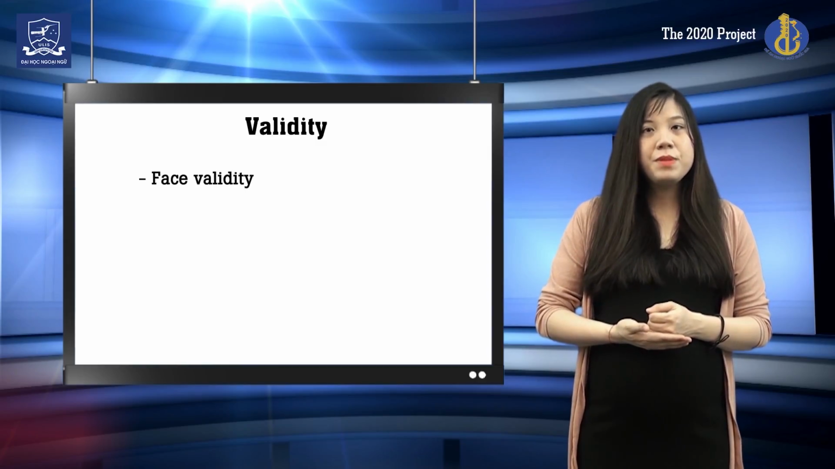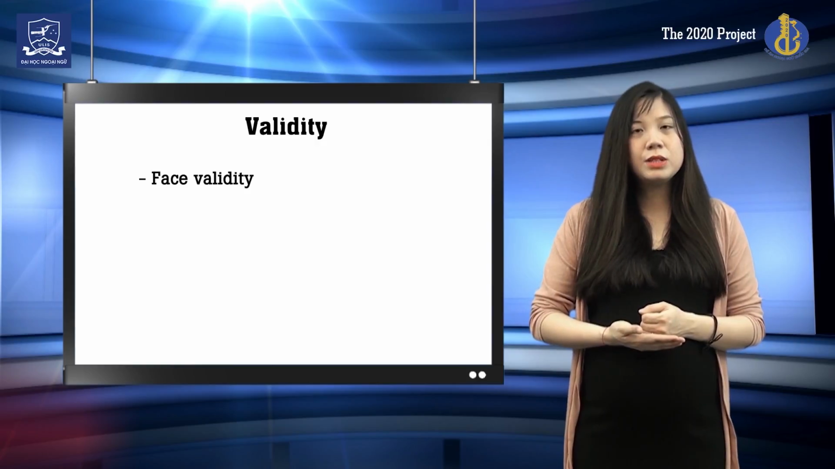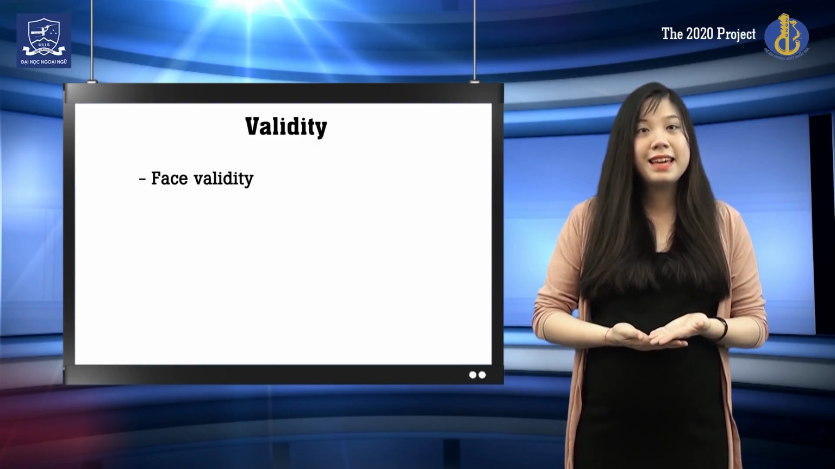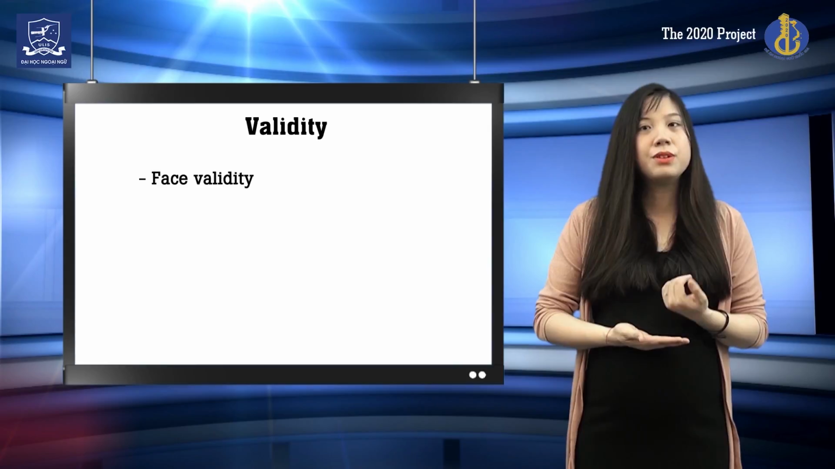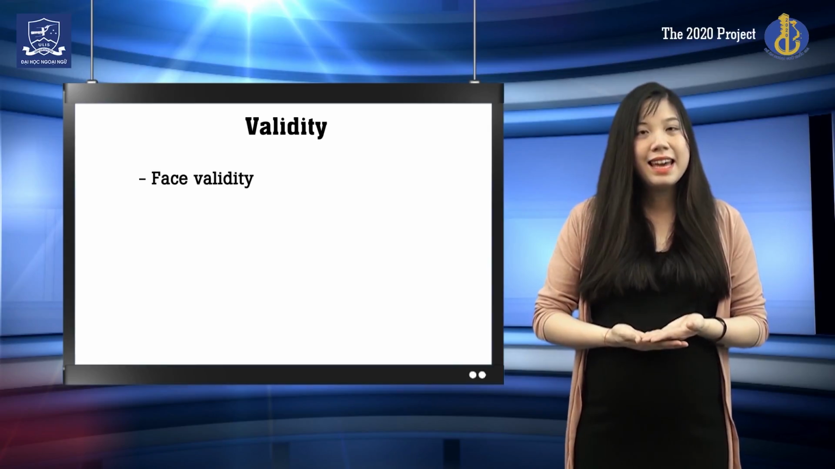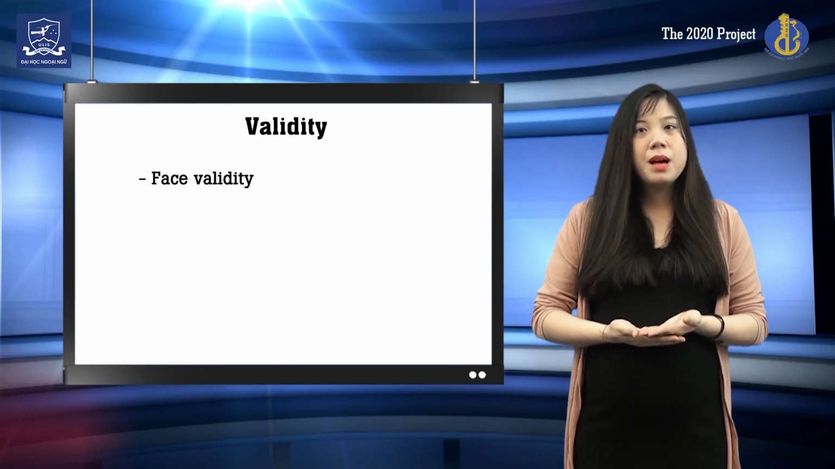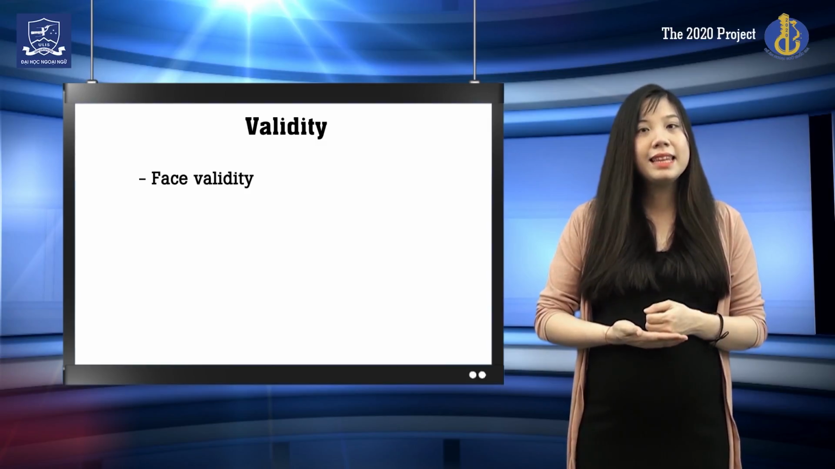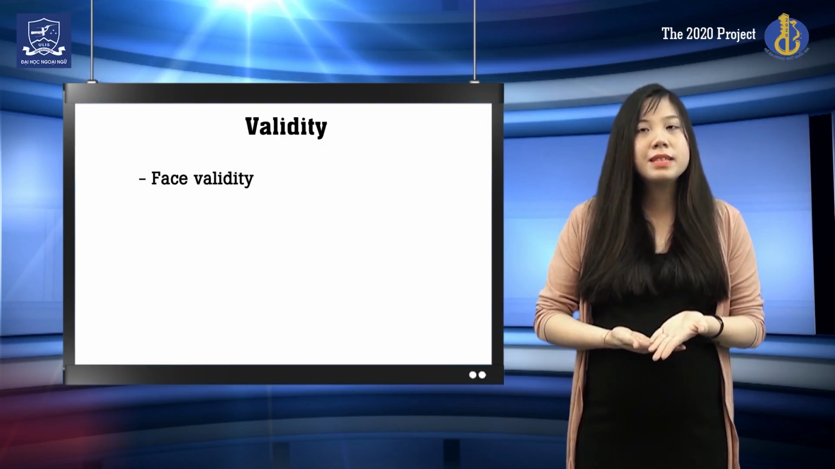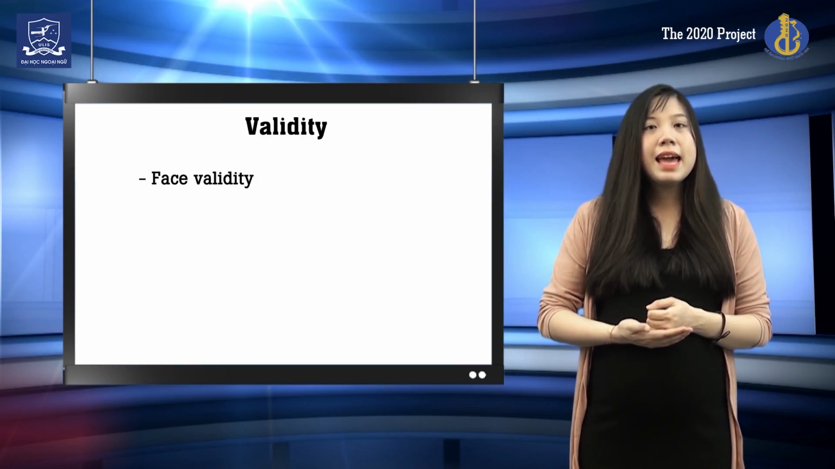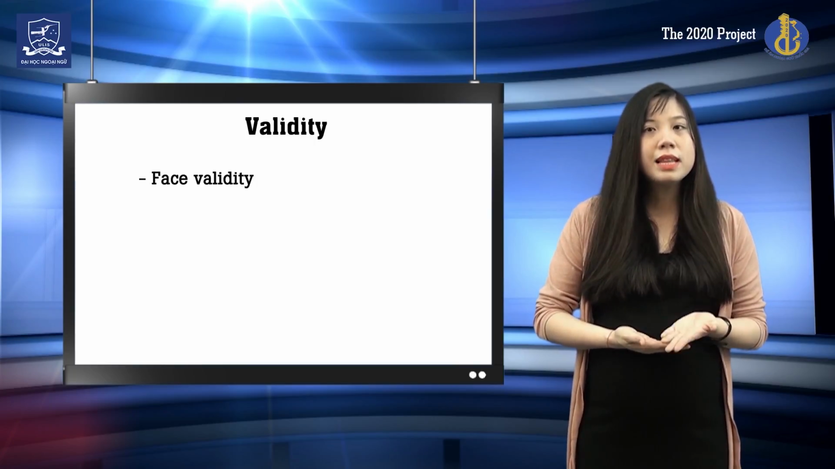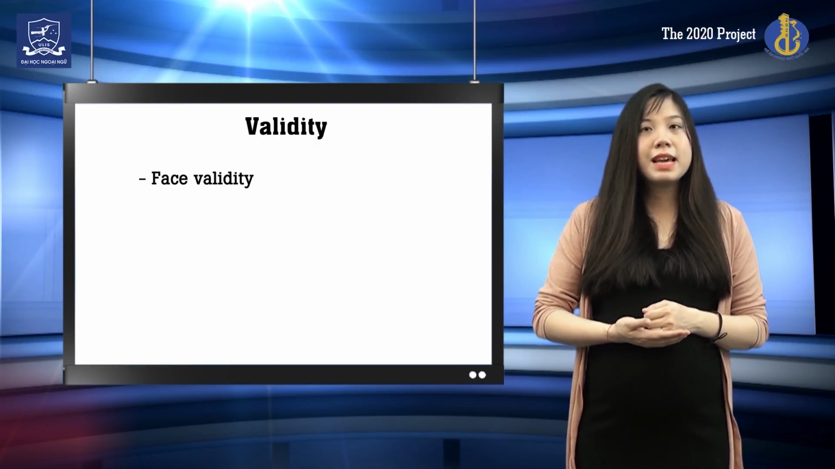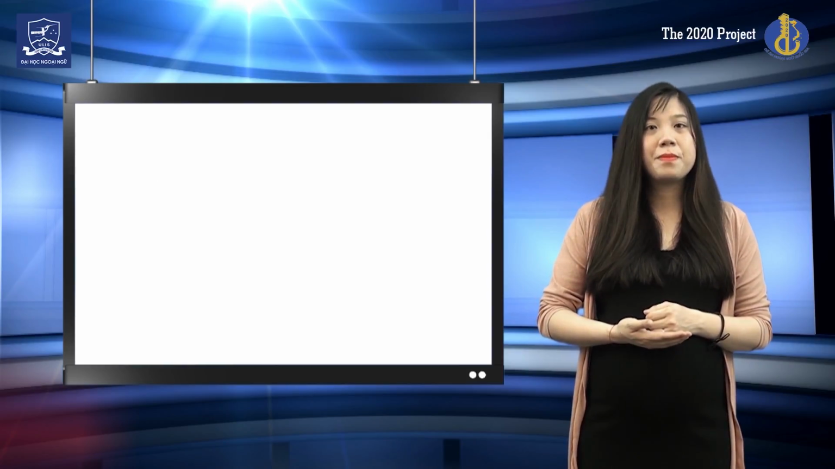Face validity refers to the degree to which a test looks right and appears to measure the knowledge or ability it claims to measure, based on the subjective judgment of the examinees who take it, the administrative personnel who decide on its use, and other psychometrically unsophisticated observers, according to Mousavi in 2009.